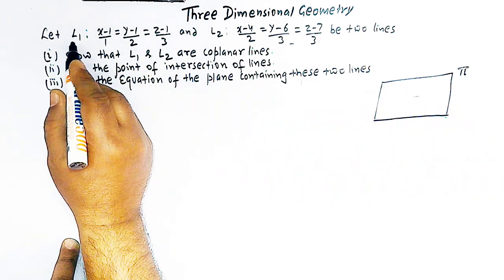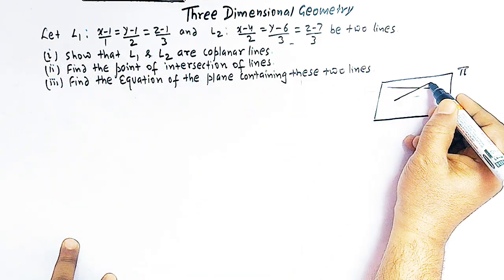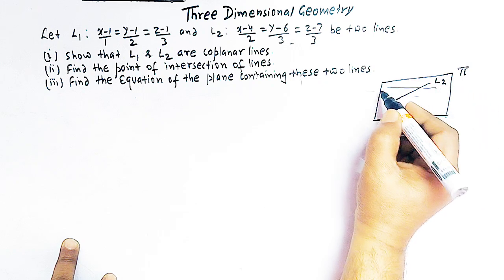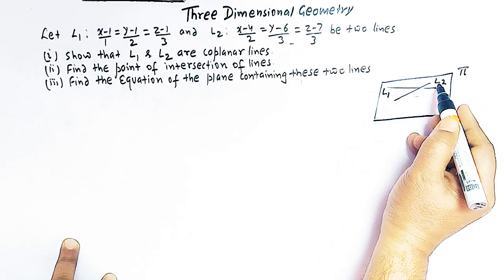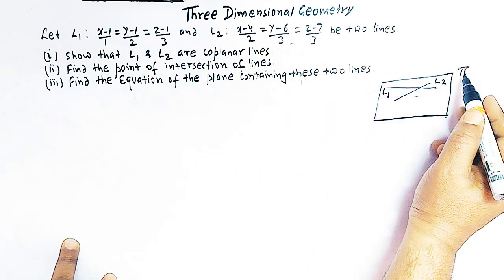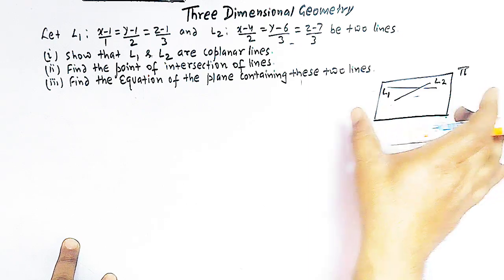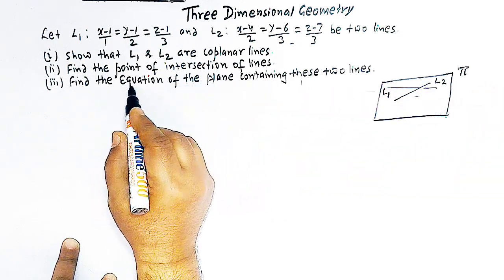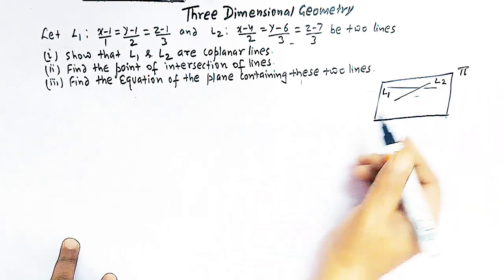So here we have the line L1, and here we have the line L2. L1 and L2 are said to be coplanar lines if these two lines lie on the same plane pi, and we have to find out the equation of the plane containing these two lines.